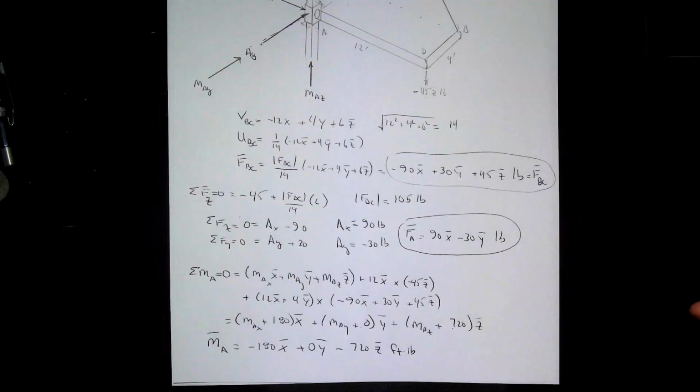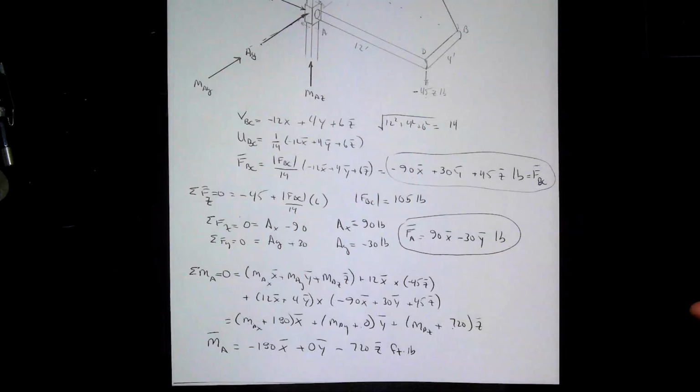Okay. And now I have to do what's happening at B. So let me just go down a line. Plus, so I got to go 12x plus 4y cross, now we have FBC, minus 90x plus 30y plus 45z, bracket. All right, so these are just additive. So we're going to go x cross y, x cross z will give us a y, and then we have all of these cross products to do. I'm going to let you do that.